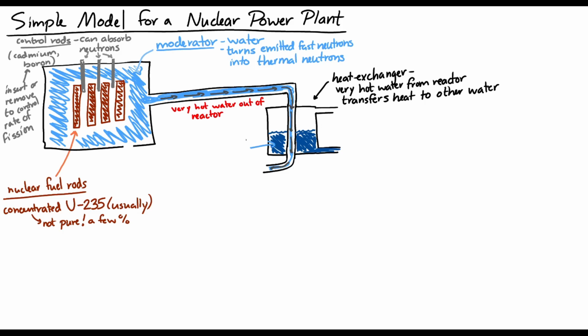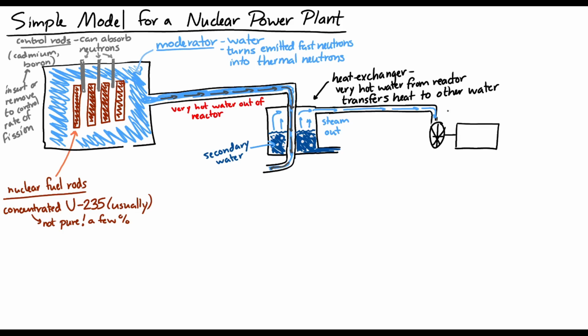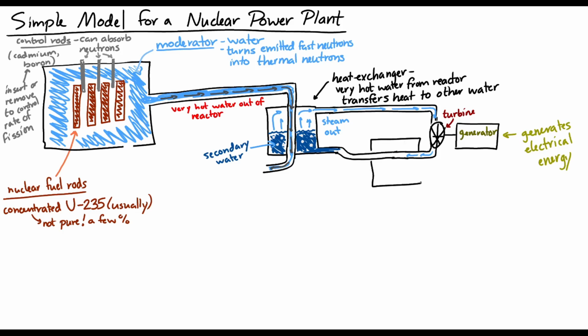This secondary water is then usually allowed to boil, and once it boils and turns into steam, it then passes through a pipe and goes over here and turns a turbine. That turbine, when it spins, then generates electricity. After the steam has passed through the turbine, it usually goes through a cooling pool and turns back into water. Sometimes this is called a condenser.